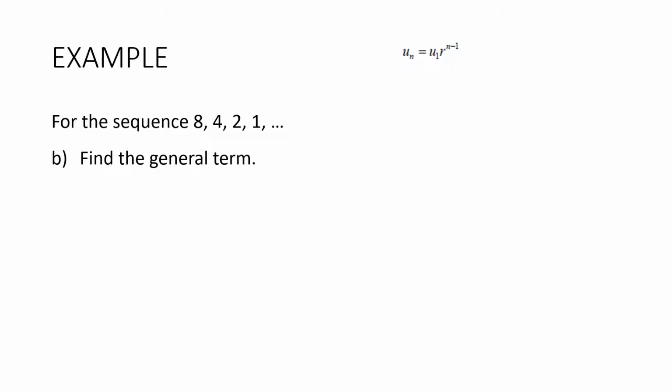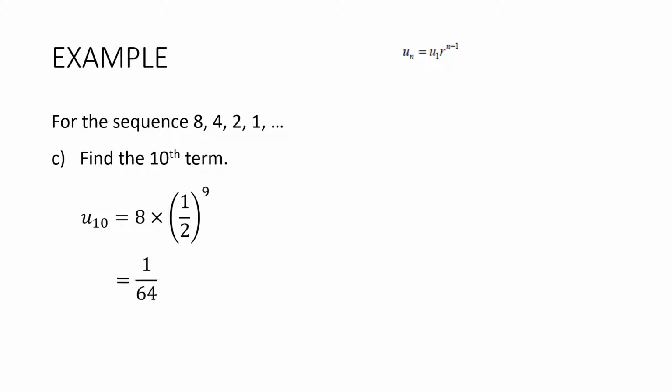Find the general term. Now we're going to use that formula. We know u1 is 8, we know r is a half. Okay, we're going to do it like that. Don't be tempted to try and multiply this and get 4. This is raised to the power of n minus 1, and this is not. So that's actually as good as it gets. 8 times a half in brackets to the power of n minus 1 is our general term. Find the 10th term. Now we're going to use the formula that we just found and substitute in n equals 10. And so it's 8 times a half to the power of 9. Put in the calculator, we get 1 on 64.